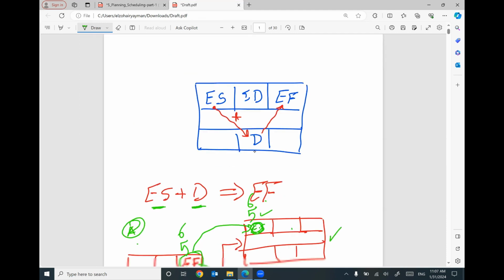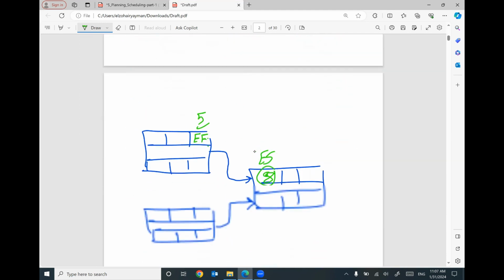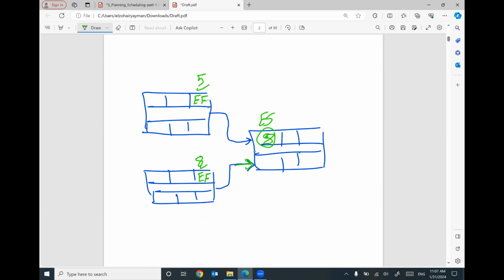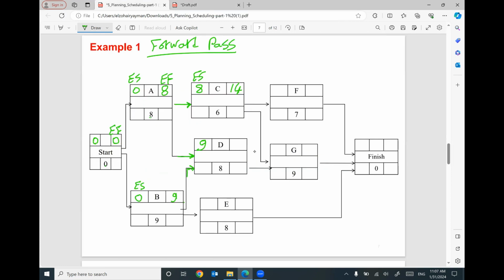This is the case we covered here. If we have two arrows coming in, each arrow will give you a different number for the early finish. Which one am I going to use as the early start? I'm going to use the biggest number, the greatest number. Then for activity D, early start 9 plus 8 will give you the early finish 17.